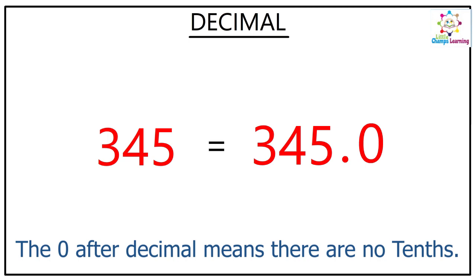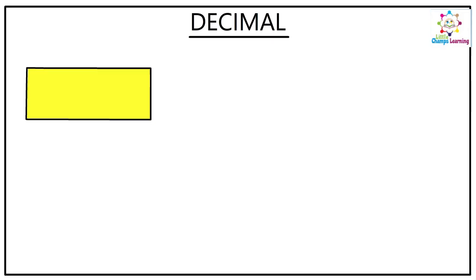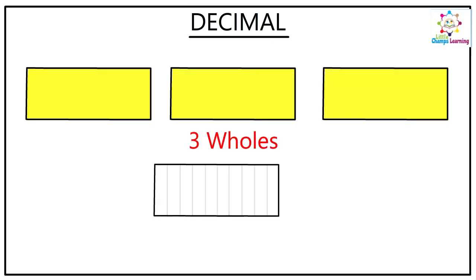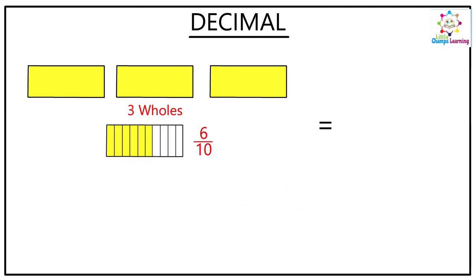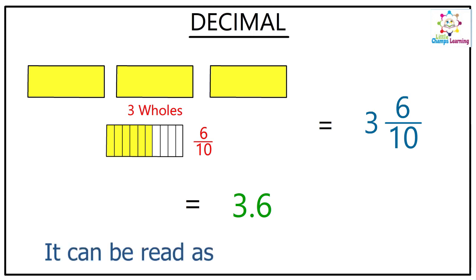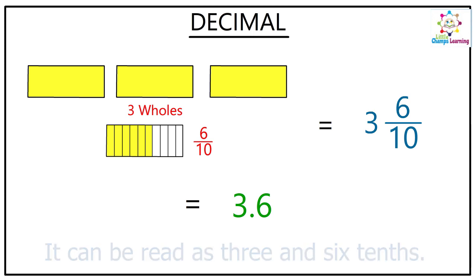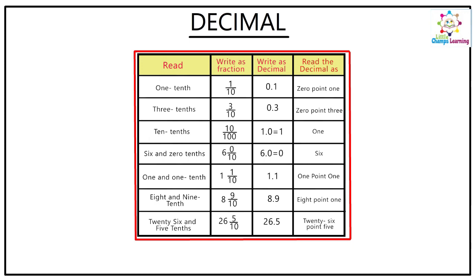There are 0 tenths. If I have 3 wholes and 6 tenths, so here you can see 3 wholes and 6 tenths. I will write this as a mixed number as 3 and 6 over 10, which is equal to 3.6 in decimals, and it can be read as 3 and 6 tenths. The table below illustrates different ways of reading and writing decimals and fractions. Please go through the table.